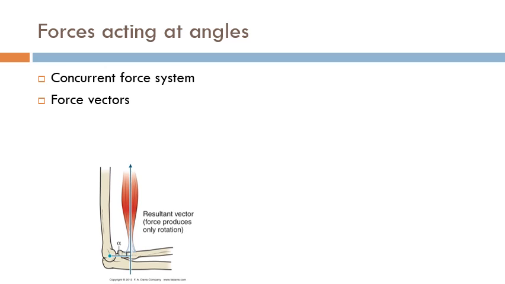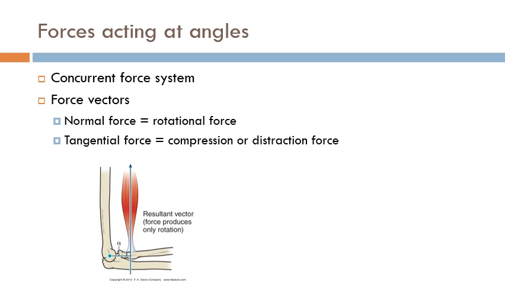With force vectors, you're going to have two different types of forces. You're always going to have the normal force, which is the rotational force. The whole goal of muscles is to produce rotation when we're talking about joint motion. But then you also have what are called tangential forces, and those are compression or distraction forces. So at joints, you're always going to have your normal forces and your tangential forces. Your normal forces are trying to rotate the joint. The tangential forces are trying to either compress or distract the joint.